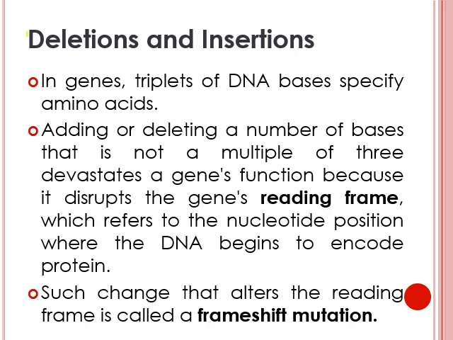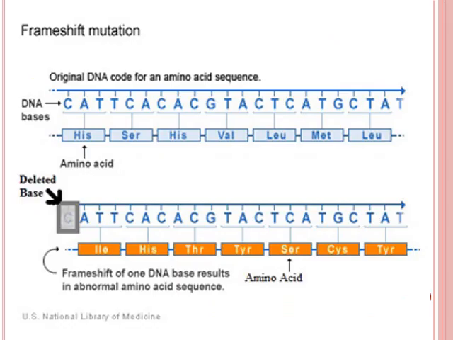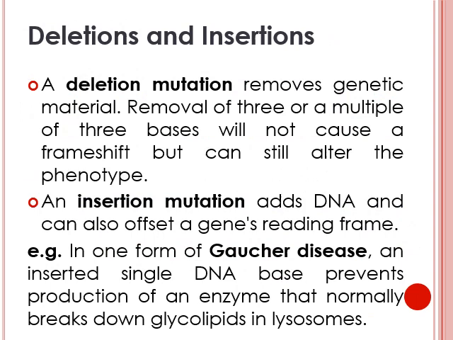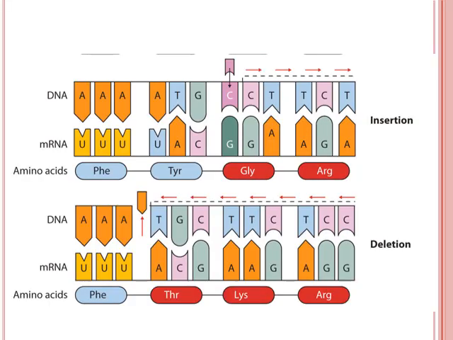Deletions and insertions. Adding or deleting a number of bases that is not a multiple of 3 devastates gene function. It disrupts the gene's reading frame. Such a change that alters the reading frame is called a frameshift mutation. A deletion mutation removes genetic material. An insertion mutation adds DNA and can also offset a gene's reading frame. For example, in one form of Gaucher's disease, an inserted single DNA base prevents production of an enzyme that normally breaks down glycolipids in lysosomes.